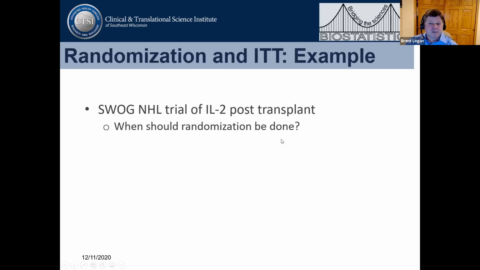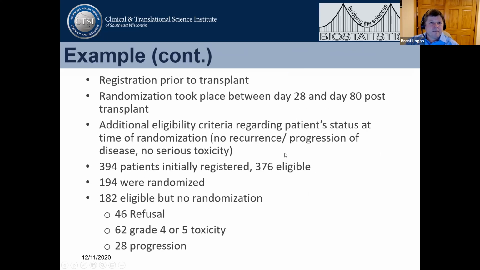So here's an example of deciding when to do the randomization. This is an IL-2 post-transplant study that we talked about already. Registration occurred prior to transplant, but randomization took place between day 28 and day 80 post-transplant. And they had additional eligibility criteria at the time of randomization.